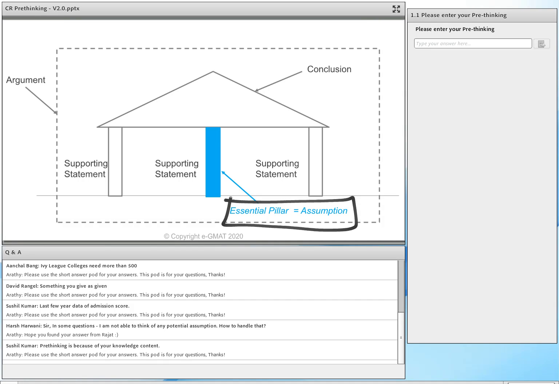Now, this is in a visual way. Just remember this. Why? Because going forward, as we do certain official questions, you would see certain answer choices that are tempting.